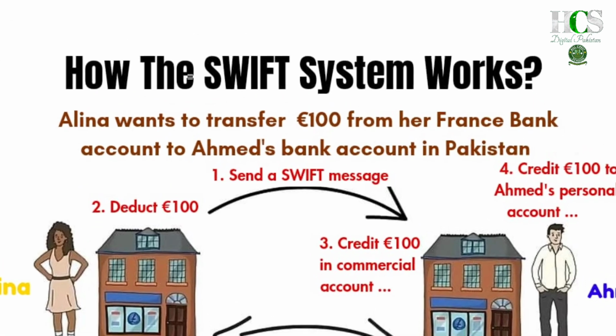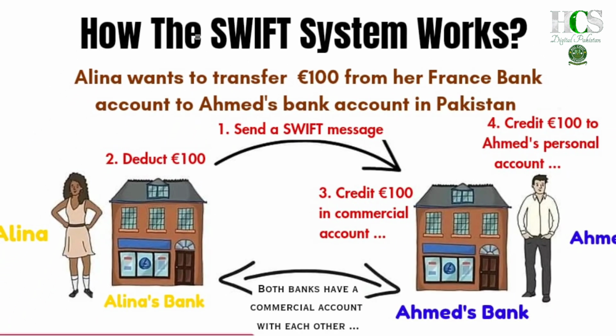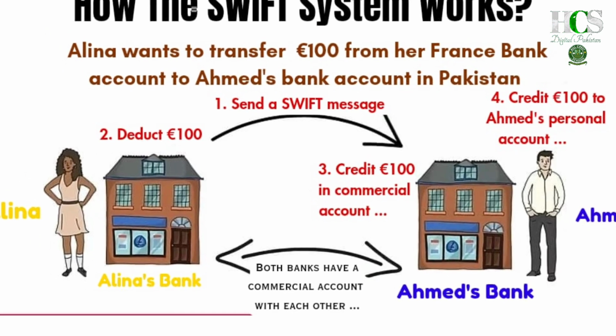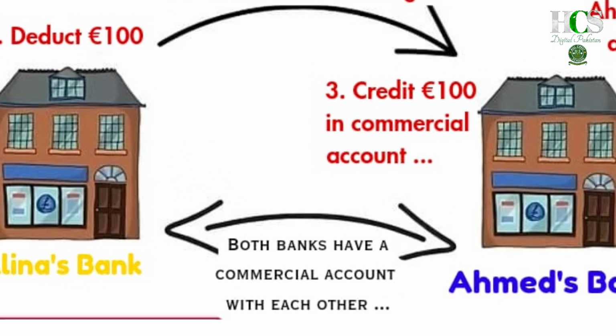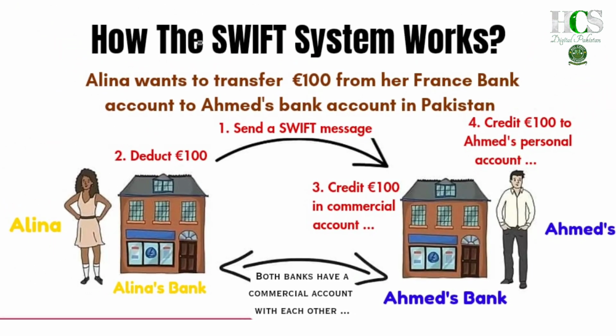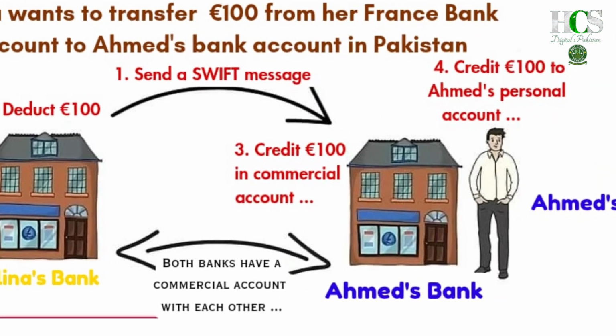How does SWIFT work? Let's take a look at this example about how the SWIFT system works during a transaction. Let's assume that Alina wants to transfer €100 from her France bank account to Ahmed's bank account in Pakistan. A simple scenario is that the 2 banks both have a commercial account with each other, which means they have an established relationship. If that is the case, Alina's bank will send a SWIFT message or payment instructions to Ahmed's bank within a few minutes.